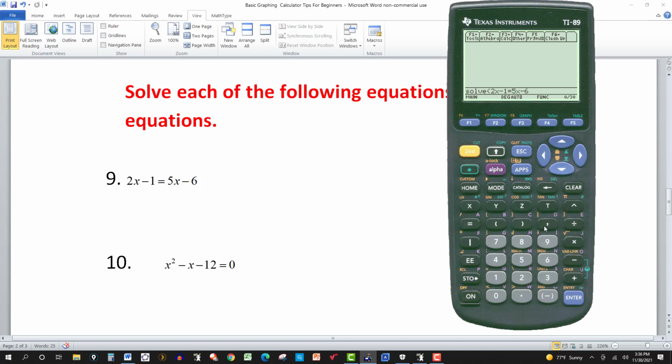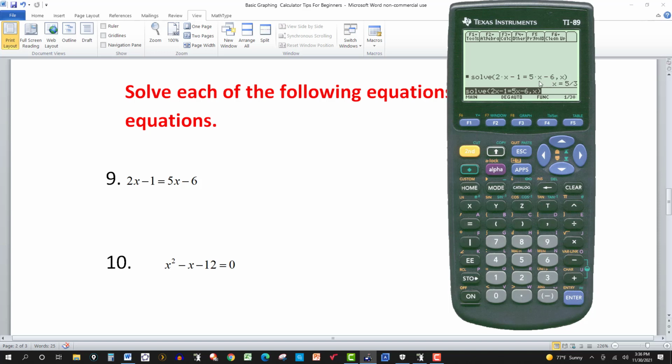And then put a comma. And then you have to indicate the variable. We're using x here, so put an x. And then close parentheses. And then hit enter. And the calculator solves it.